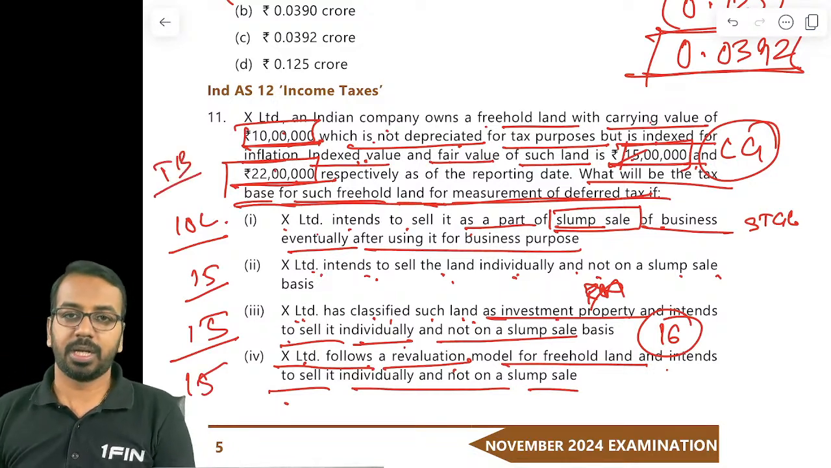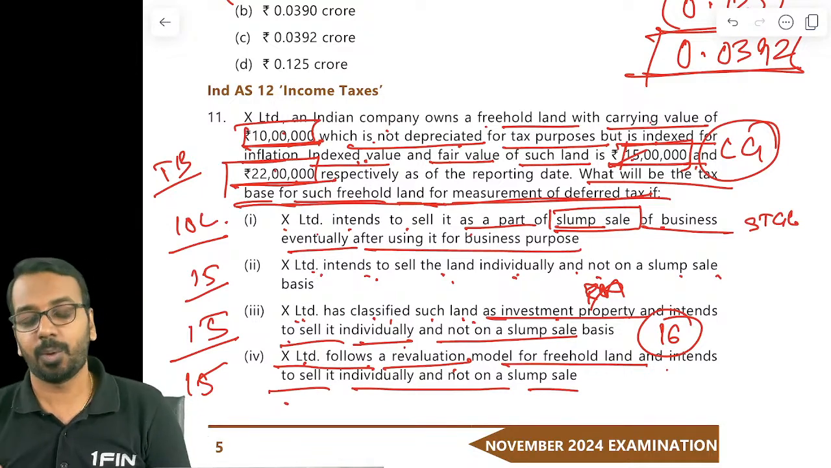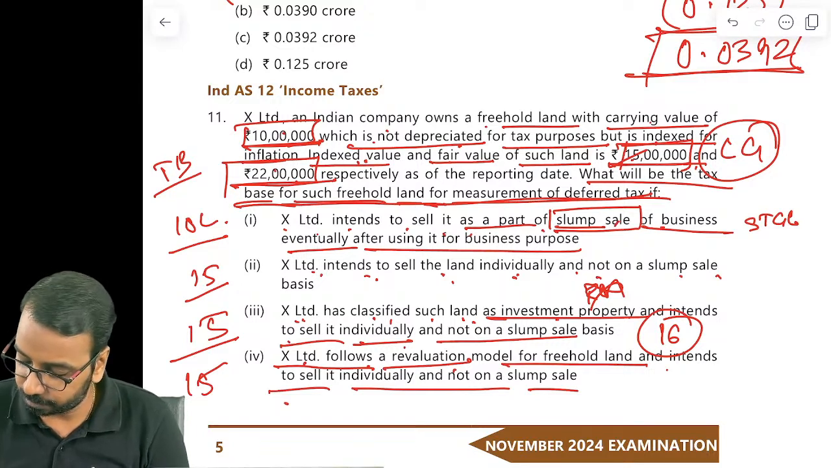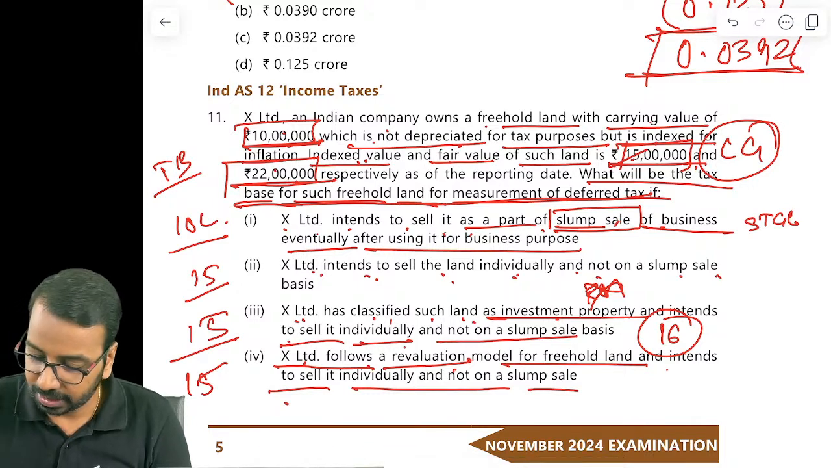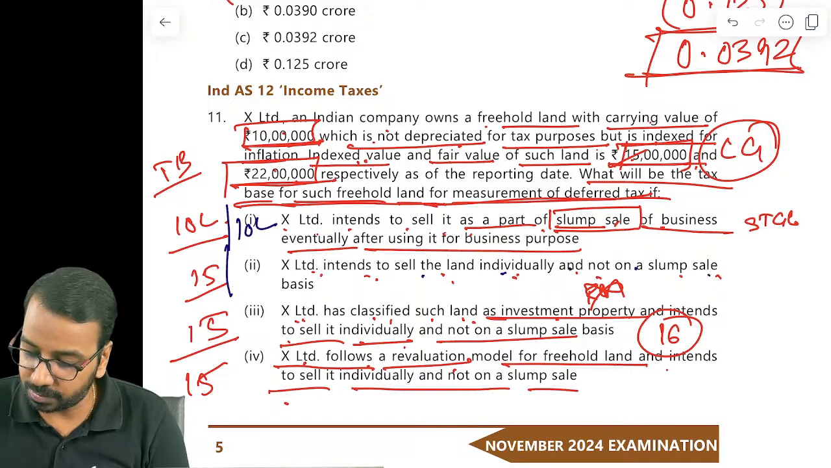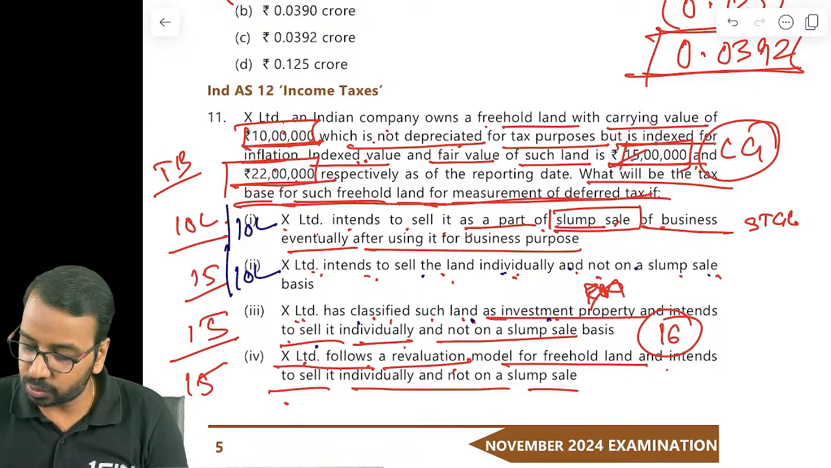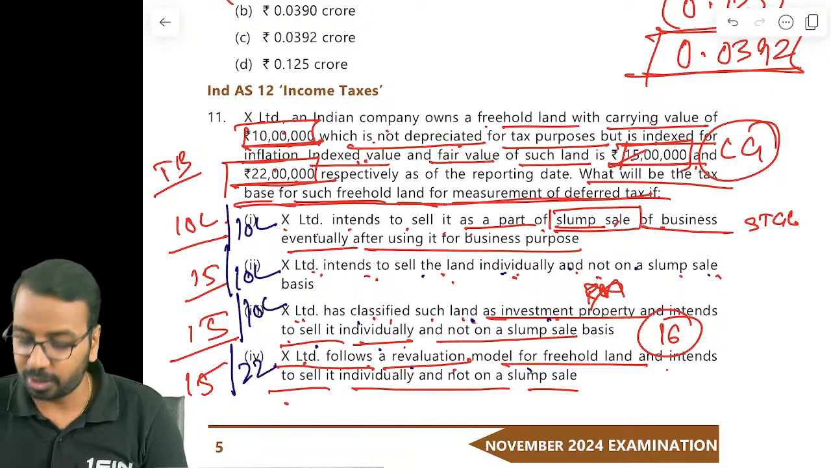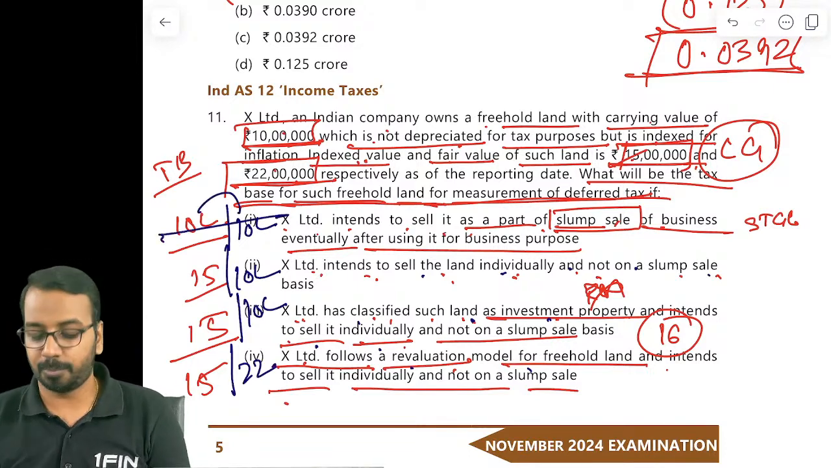Simple and straightforward. Now, though they have not asked, the other thing that you have to see is the carrying amount. If you sell it as a part of slump sale, the carrying amount will also be 10 lakhs. If you sell the land individually and not on slump sale, here also it is 10 lakhs. Classified as investment and intends to sell individually, here also 10 lakhs. Follows revaluation model, then it will be 22 lakhs. Right? Then the difference here, there is no difference, so no deferred tax implication.